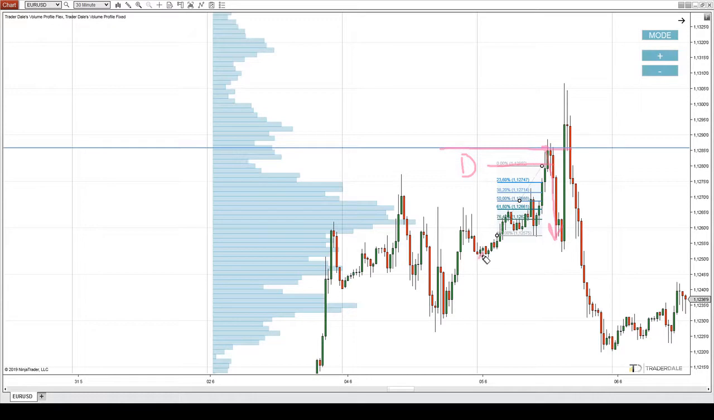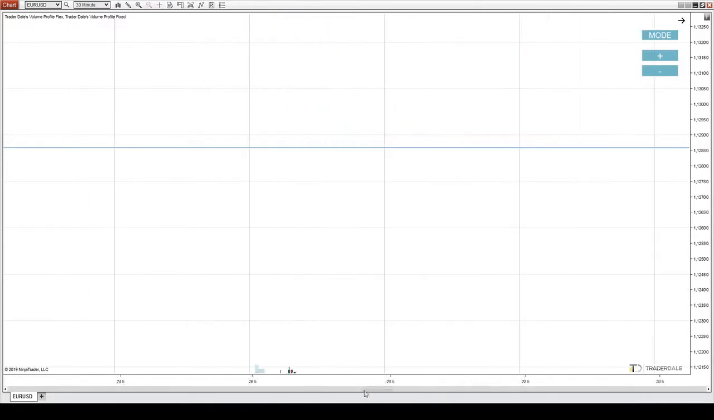So what I did here was from A to B to C to D. All right, that's the ABCD setup, confirming the reversal, which was 5 pips above it. Not that far actually.